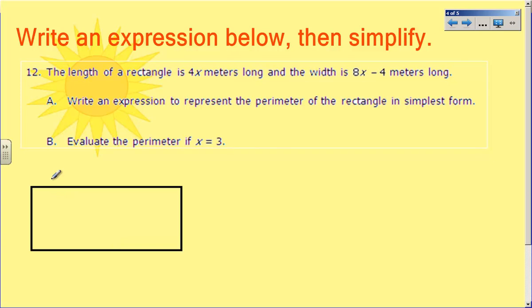Well, I have a rectangle here. Draw that rectangle on your paper so that you can label like I'm about to. Anytime you have a problem that involves a shape, draw the shape. And we're going to label. They tell us that the length is 4x. Then they tell us that the width is 8x minus 4. And they ask for an expression for the perimeter.